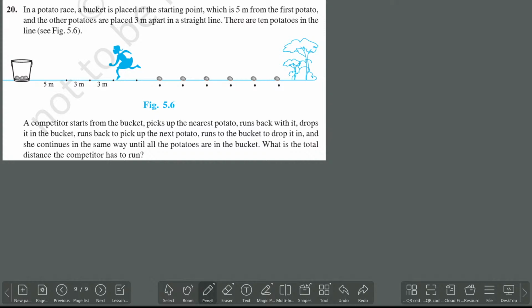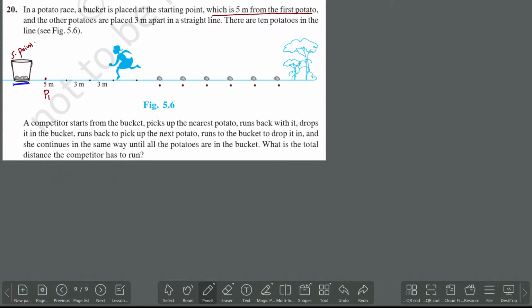In a potato race, a bucket is placed at the starting point. Here there is a bucket. They placed it at the start. This is the starting point, right. Fine. Which is 5 meter from the first potato. So this is my first potato, number 1. This diagram you should draw. The previous diagrams, 18 and 19, no need to draw, but this one you should draw.